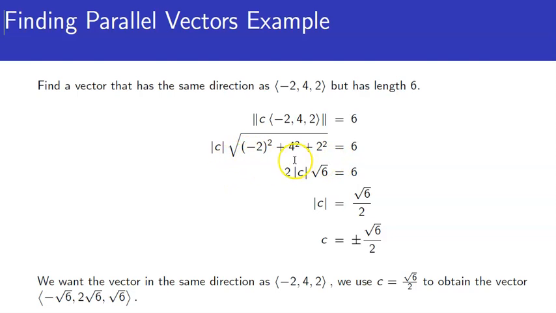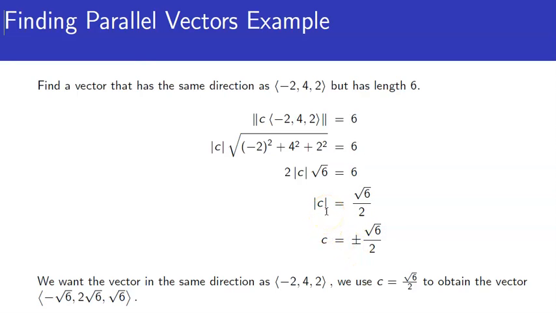Okay, this part under the square root here is representing the magnitude of this vector. So we square each of the components and add them together. Again, we still need that equal to 6. 4 plus 16 plus 4 is 24. That simplifies to 2 square root of 6. So solving for c here, dividing both sides by 2 times square root of 6 and rationalizing, you'll get square root of 6 over 2.